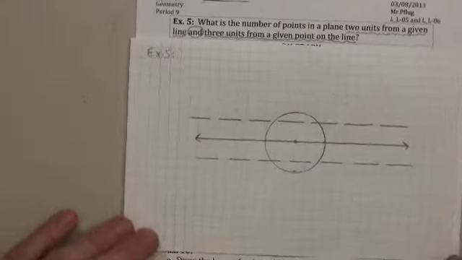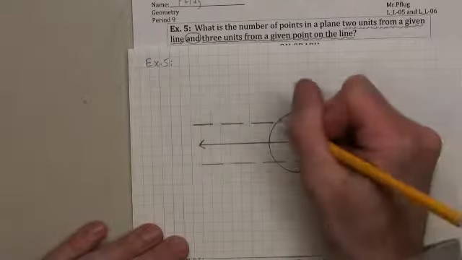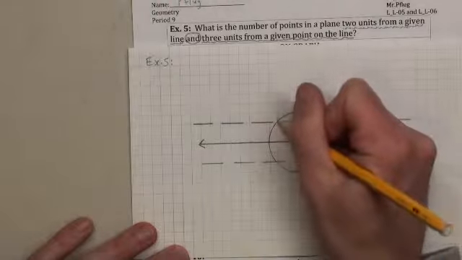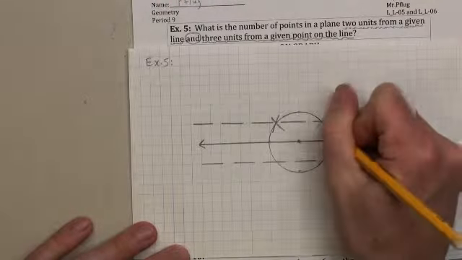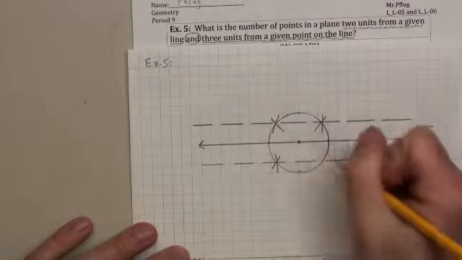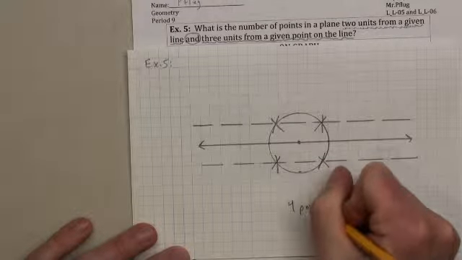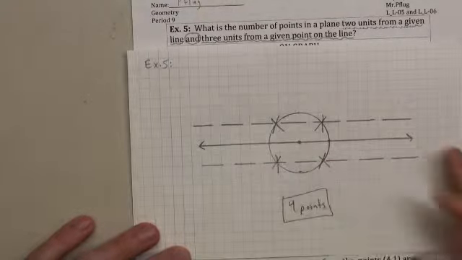So it says, what is the number of points? And the circle you can't draw dashed, right, because you're using the compass, so don't worry about that. There's one intersection point, 2, 3, 4. 4 points. Okay? So that's example 2 and 5 on this sheet.